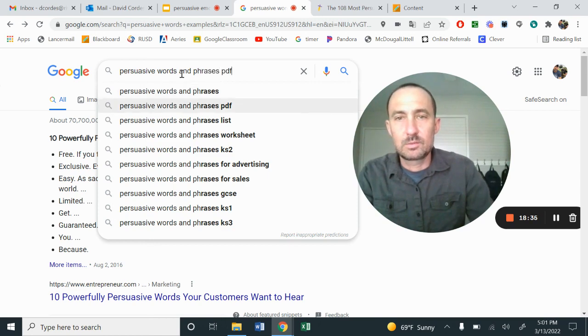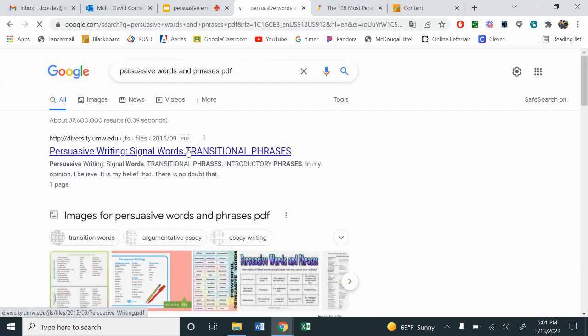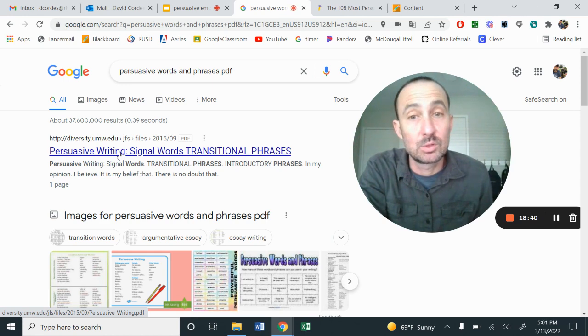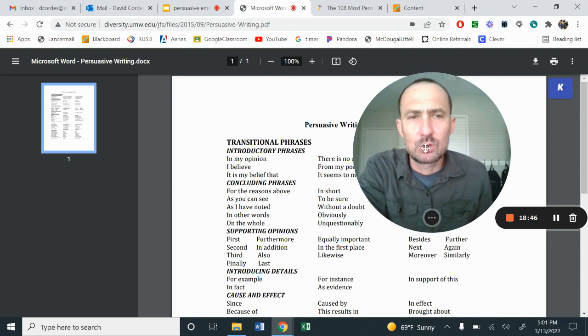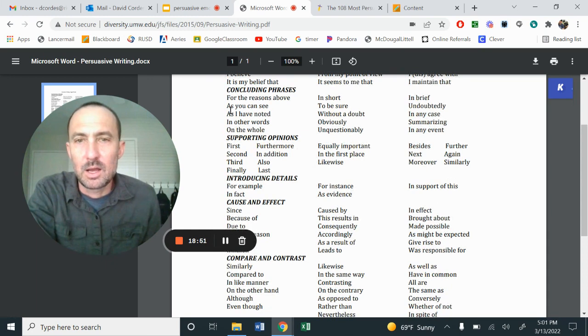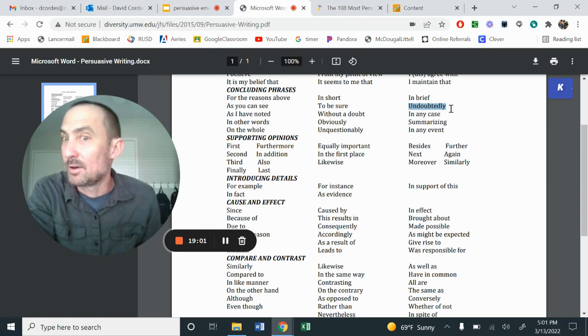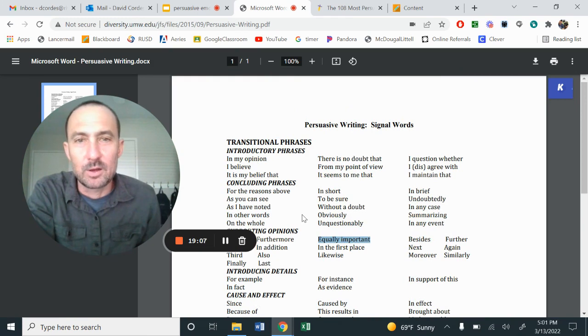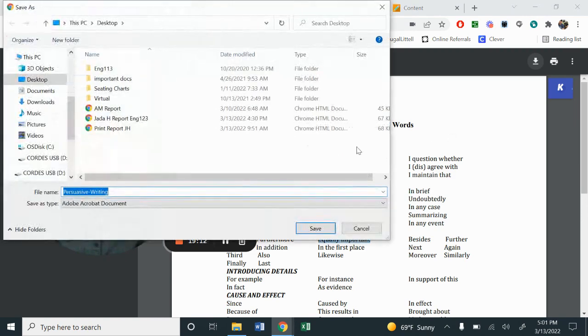So maybe if I even put persuasive words and phrases, maybe PDF. That's always a word. Oh, signal words, transitional words, introductory words. What did we find? Oh, look at this. Oh, this is amazing. All right, so transitional words. As you can see, we could change that to as a person can see. Okay, you guys know how to change that. Undoubtedly. Equally important. This is probably the best one that we've found so far. Well done.